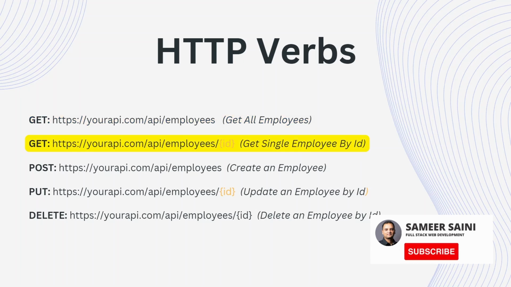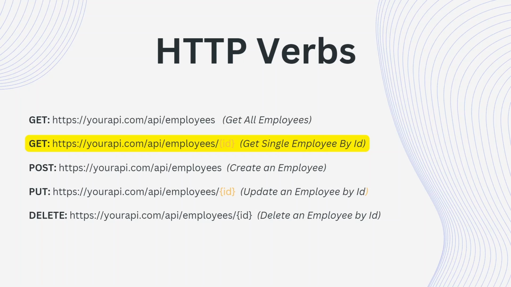If you look at the second row, we are reusing some of the bits from the first row. So we are pointing to yourapi.com/API/employees, which gives you the list of all the employees, but then you want to get a single employee by its unique identifier, and hence you are passing the identifier after the employees. So clearly, GET can be used in two different ways. One, to get all the employees, and two, to get a single employee by their unique identifier.